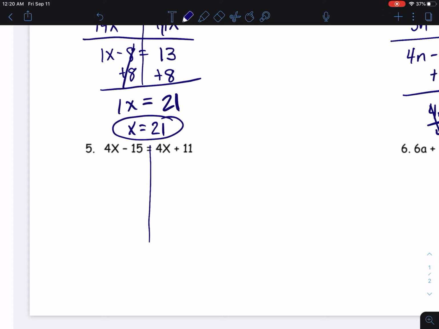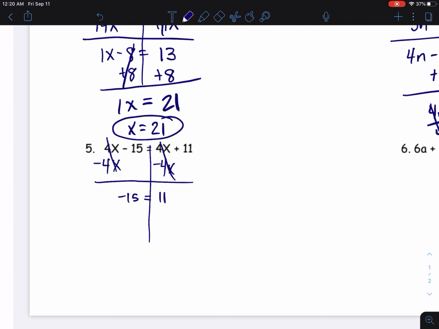I want you to go ahead and pause the video and see if you can do this one on your own. All right, so let's go over it. So we have x's on each side. I have this positive 4x, so I'm going to subtract 4x. So what happens here is both of my x's actually end up canceling, and I get negative 15 equals 11.